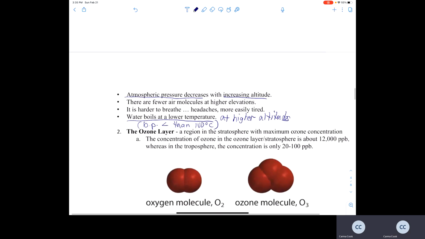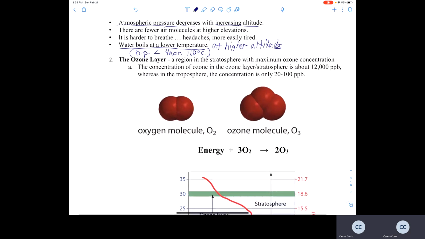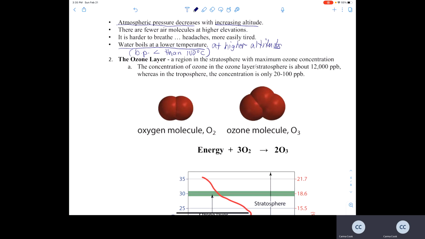So let's talk a little bit more about this ozone layer that's a part of the stratosphere, which protects us from the dangerous UVC radiation. And so the ozone layer has a maximum ozone concentration of about 12,000 parts per billion in the ozone layer. Whereas in the troposphere where we live, the concentration is only about 20 to 100 parts per billion. And in the troposphere, it is an air pollutant.